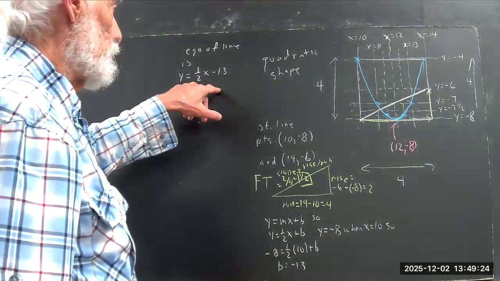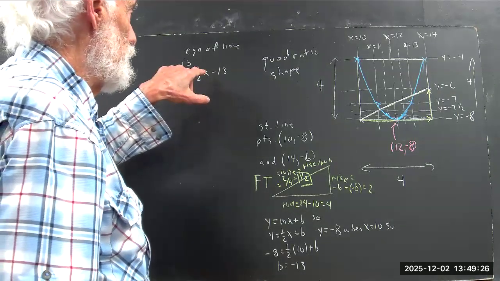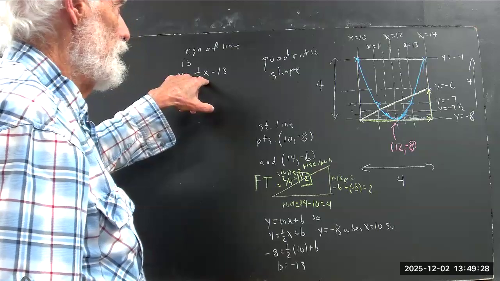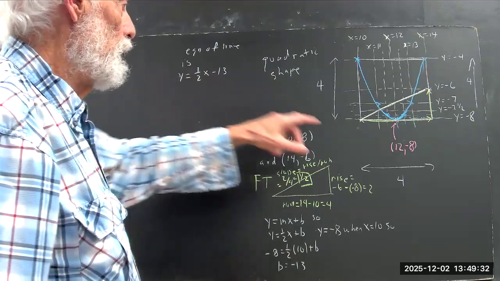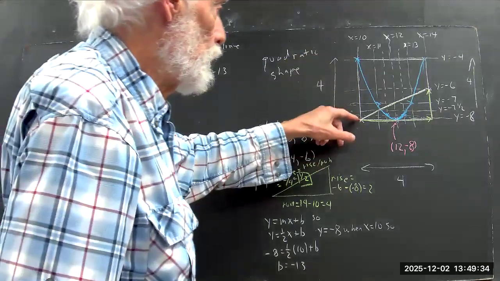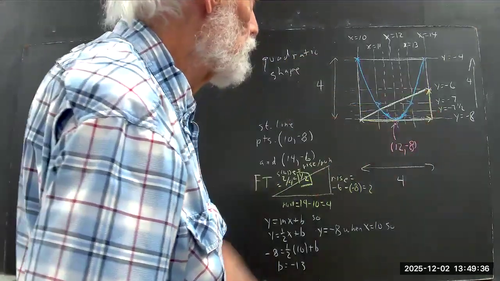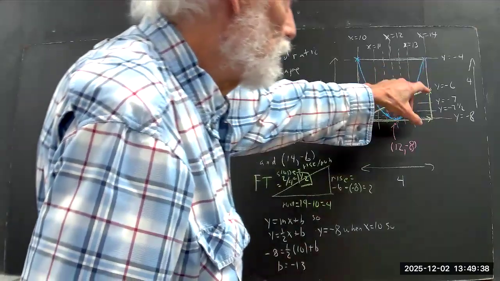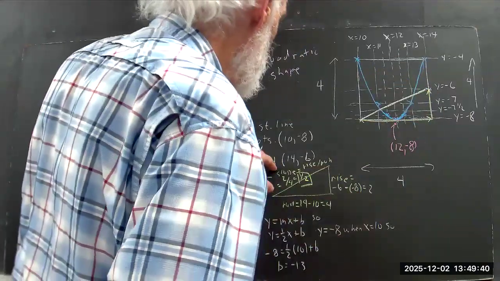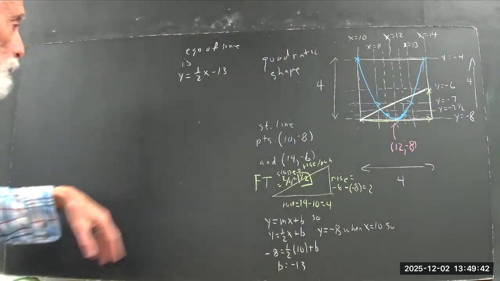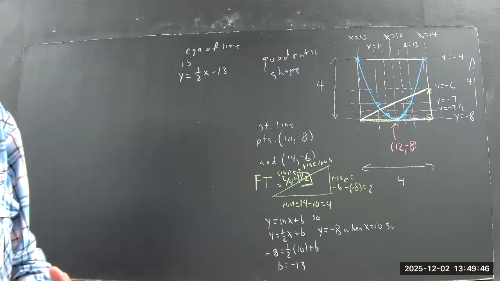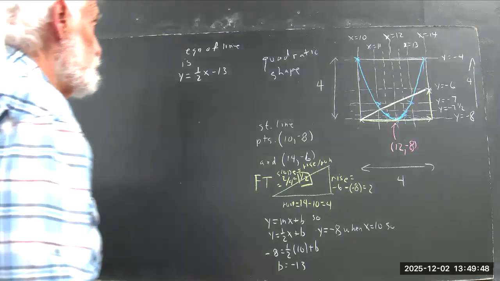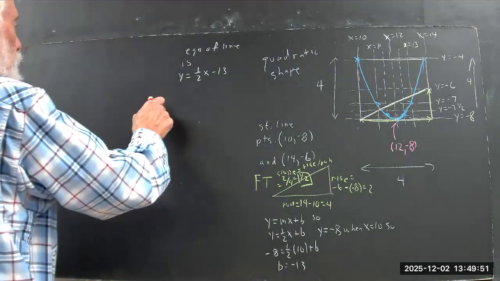We can check this out. If x equals 10, half of that is 5, and 5 minus 13 is -8. So when x equals 10, y should equal -8, and that works. And it's also going to work if we use the coordinates of this point. I'm not going to go through that, but you plug those coordinates in and double check to make sure that's the right equation. Okay, now the equation of the parabola.